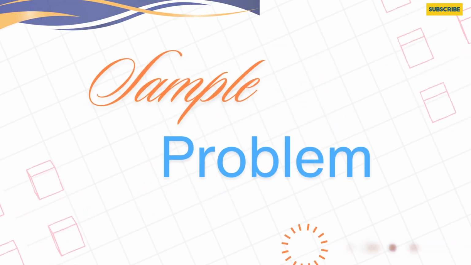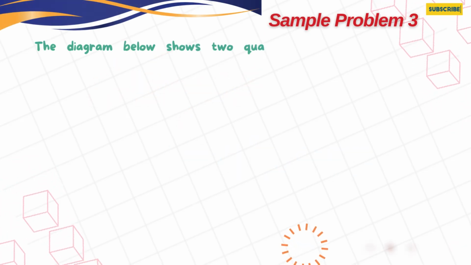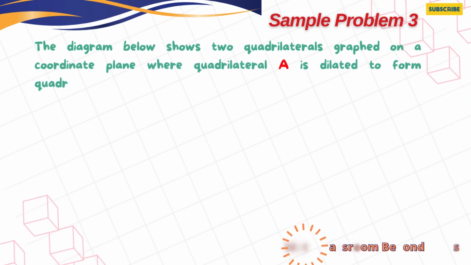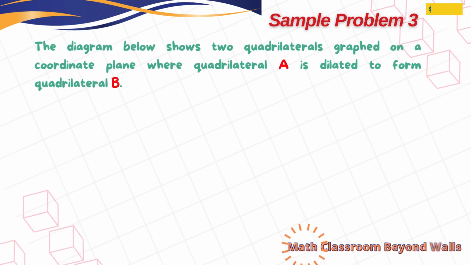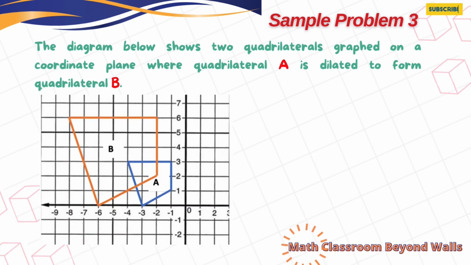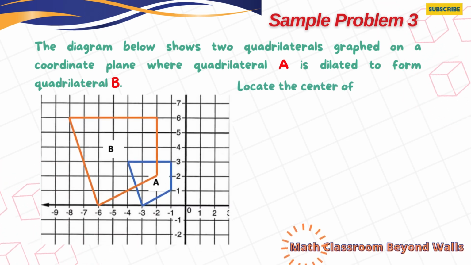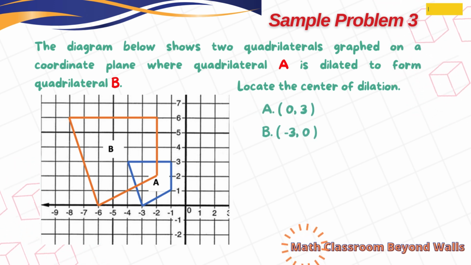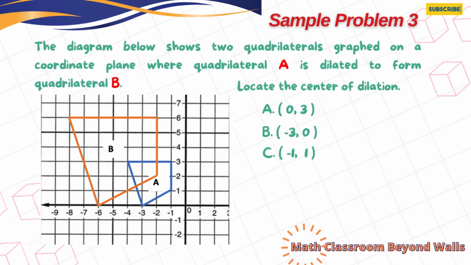Okay, we will have one more problem. Sample problem 3. Here's the problem. The diagram below shows two quadrilaterals graphed on a coordinate plane where quadrilateral A is dilated to form quadrilateral B. A figure is given. Locate the center of dilation. Option A, 0, 3. Option B, negative 3, 0. Option C, negative 1, 1. Option D, 0, 0.